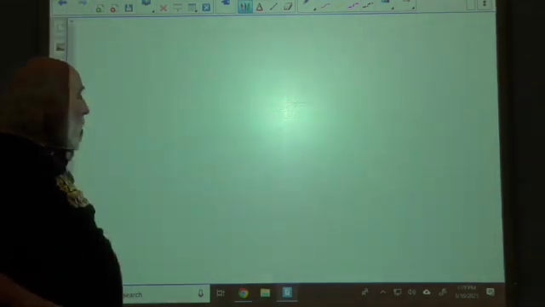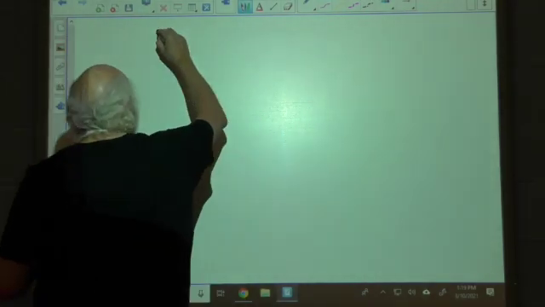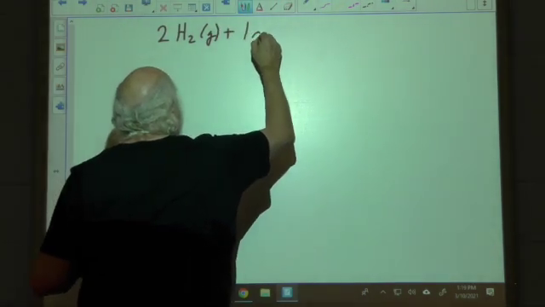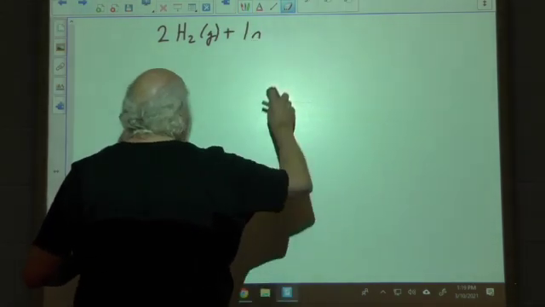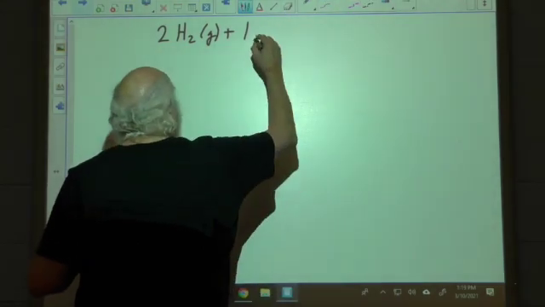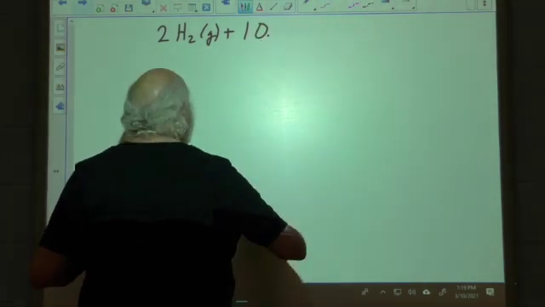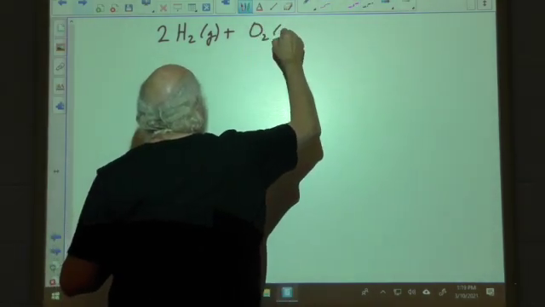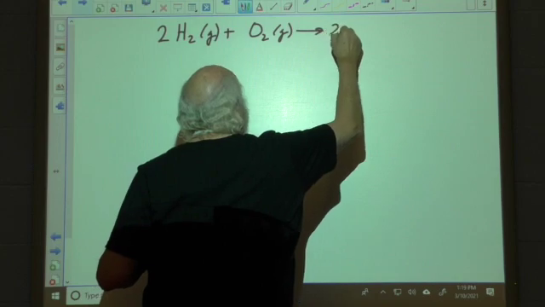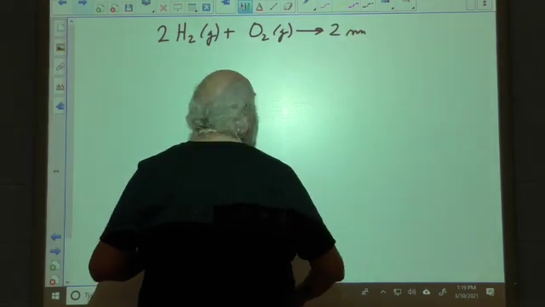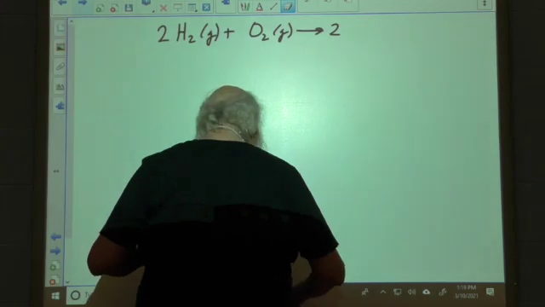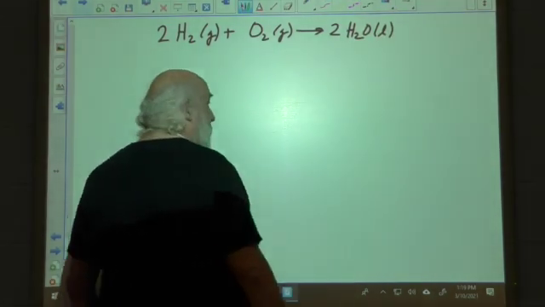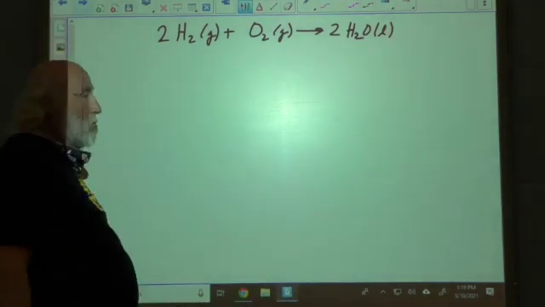Okay? So, let's go back to that equation. 2 hydrogen gases plus 1 mole of oxygen yields 2 moles of water. And again, I'm thinking in terms of moles and not molecules now.